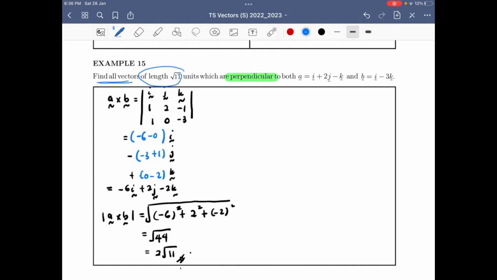We need to know that any vector of length 11 in the direction of the unit vector will be perpendicular to both vector A and vector B. So we need to find the unit vector so that we can multiply it with the length 11. Any vector with that length multiplied with the unit vector is perpendicular to both vectors A and B. So we need to find the unit vector.